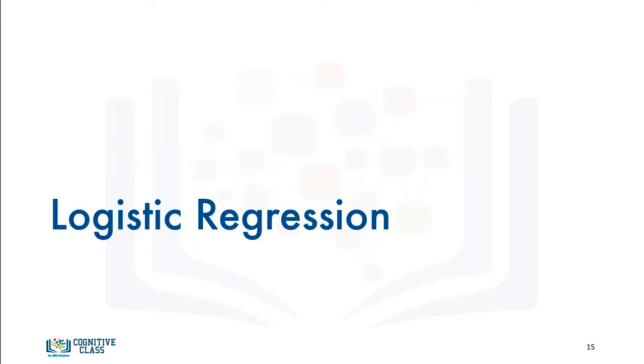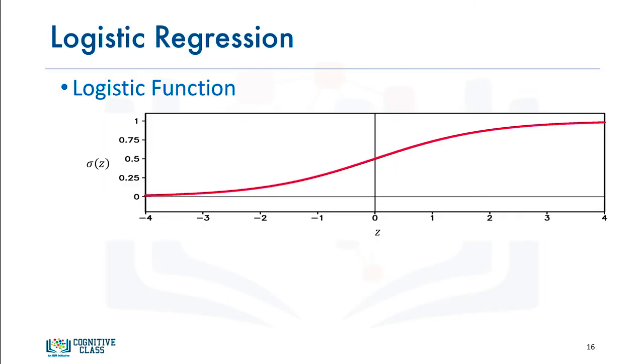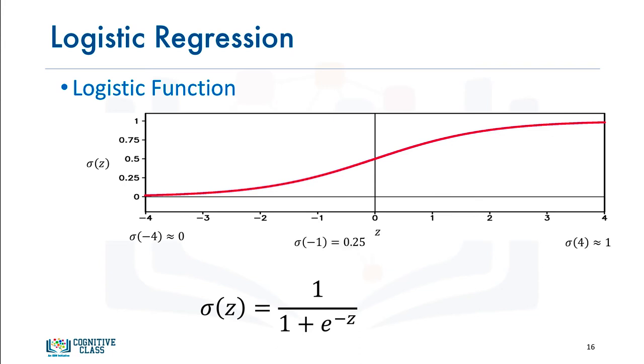Now let's talk about logistic regression. The logistic function looks similar to the threshold function. Here's the actual expression. If the value for z is a very large negative number, we get a 0. And for a very large positive number, we get a 1. And everything in the middle is around 0.5.